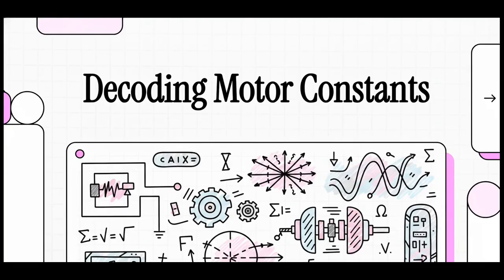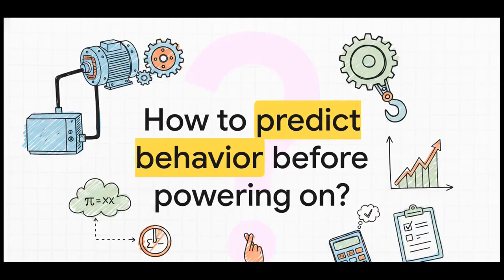Today we're heading straight into the engineering lab to do something super practical, translating textbook motor physics into real-world performance prediction. If you've ever stared at a motor specification sheet and felt like you were trying to decipher some ancient, forgotten language, well, you are definitely in the right place. So here's the big question, right? How do we actually predict a motor's behavior before we even flip the switch?